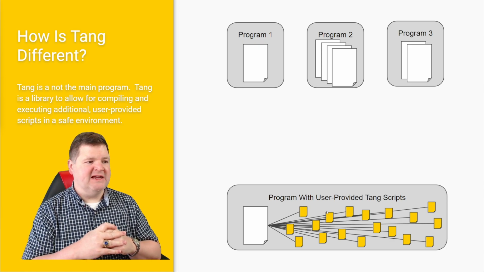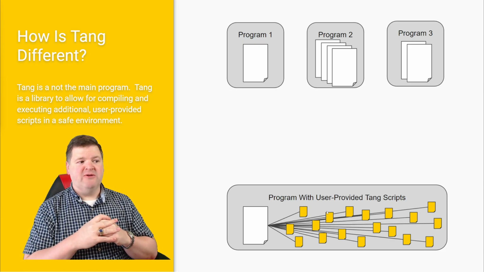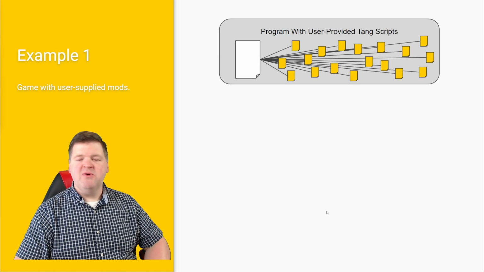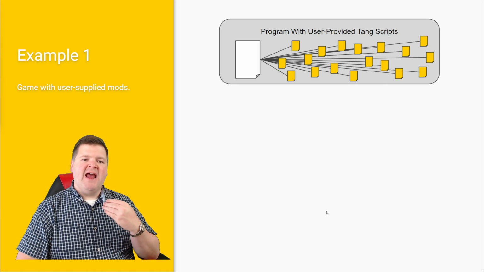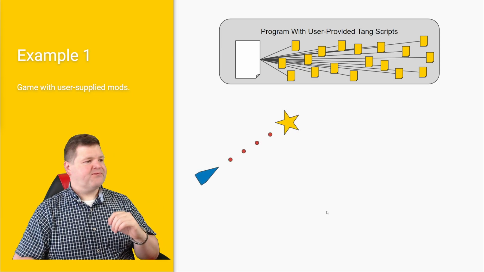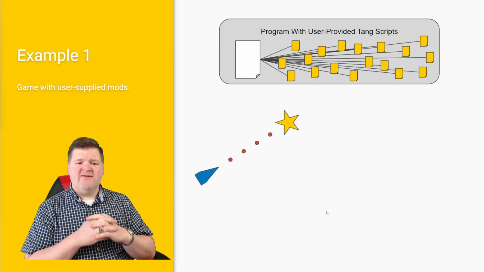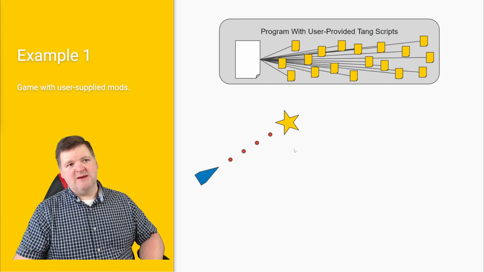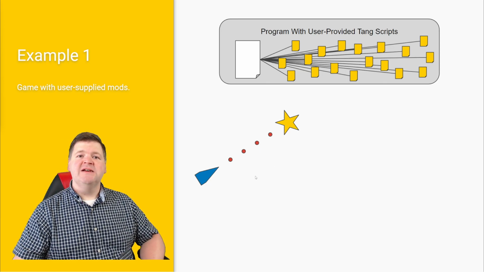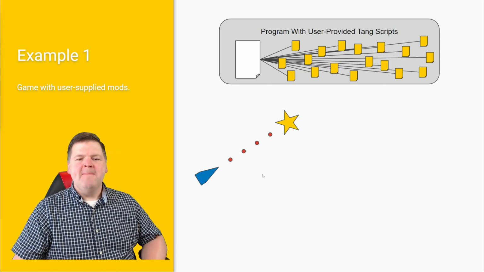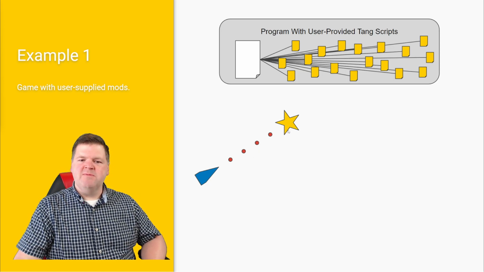So probably the easiest way to describe how it could behave is, let's give an example. An example might be a game that has user-supplied mods. For example, I've got a game with a little spaceship here and it shoots red bullets and it's aiming at a star. Why did I choose this? Because these are the shapes I could get in the presentation software that I'm using.